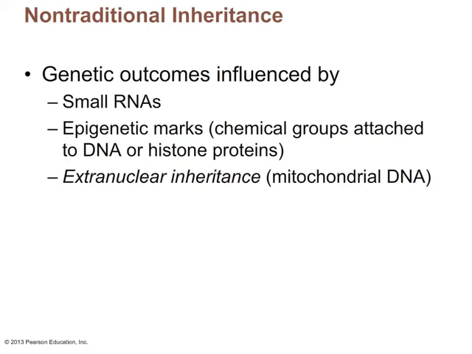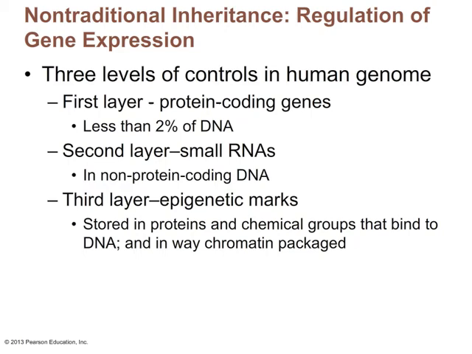Some of these non-traditional methods of inheritance involve the regulation of gene expression. Now, we said before that the human genome contains some 24,000 different genes, but it's important to realize that this is actually only a small fraction of the DNA that we have in our genome, only about 2%. Up until recently, we thought that this 2% was really important and that the other 98% was just basically junk or noise. But now we're starting to understand that this quiet DNA is important for regulating the transcription and translation of the active DNA, or exons.